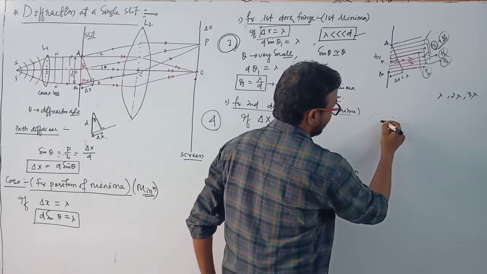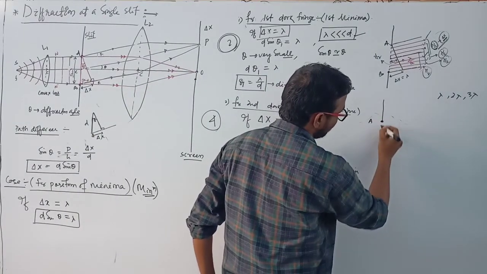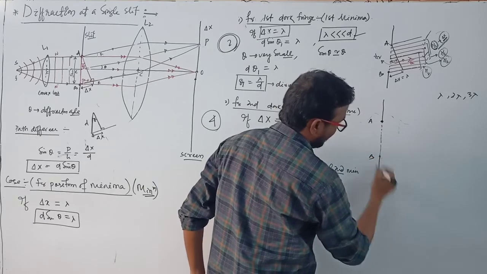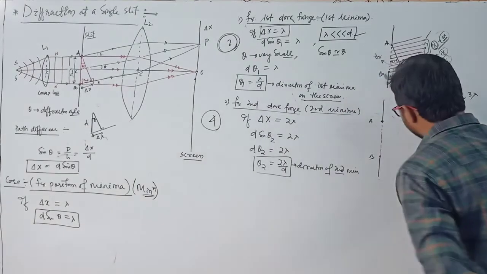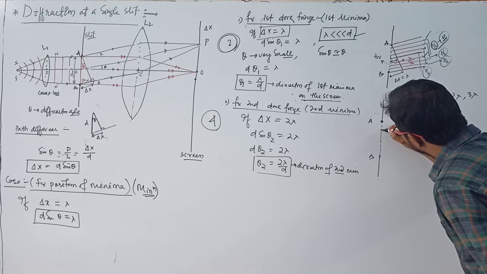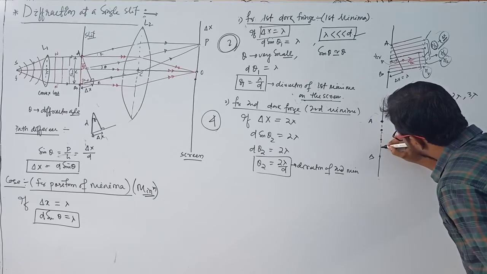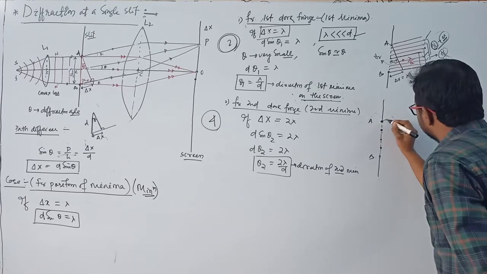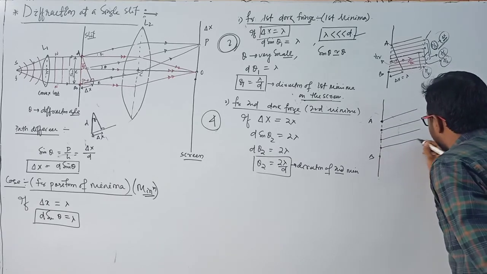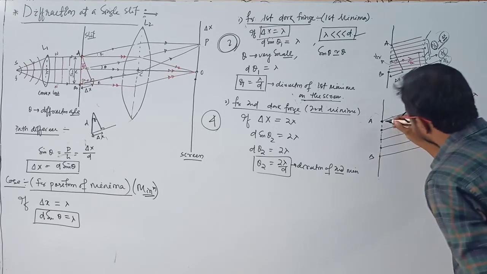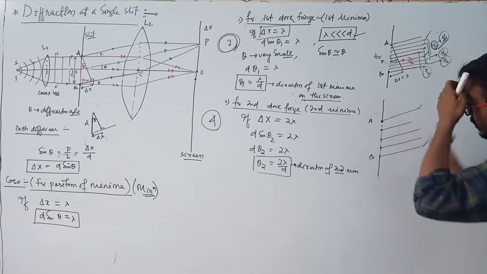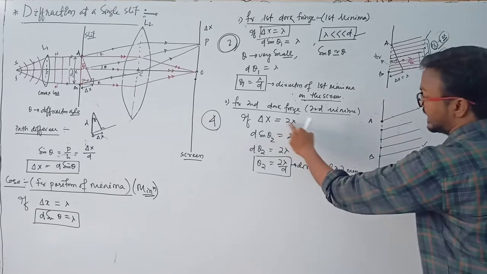So this point is point A, and this is the slit distance, and this point is point B, and this is the slit. Clear? Now we divide it into four parts: one part, two parts, three parts, and four parts. Now this is ray one part. Clear? This is two part, three part, and four part. But here, this is the initial case, this ray and this ray. We have to take only two rays. The path difference here is delta x equal to 2 lambda.